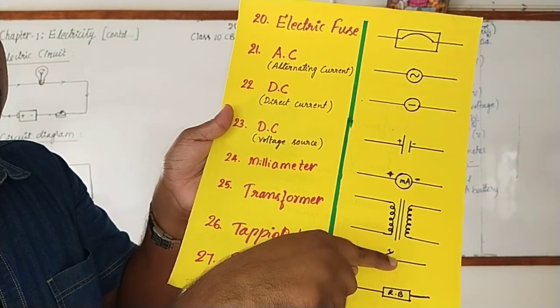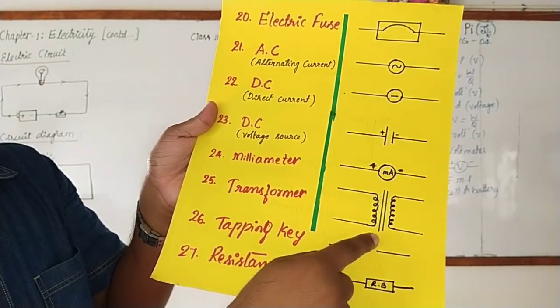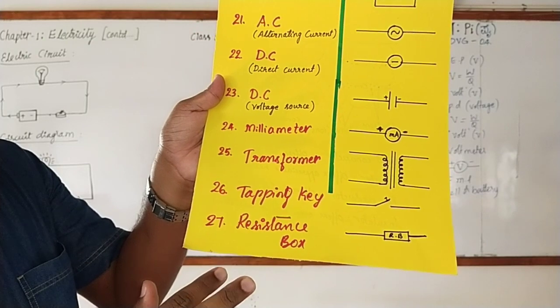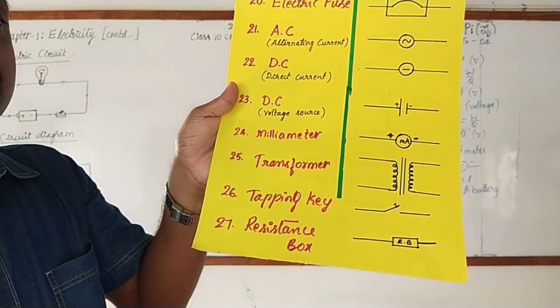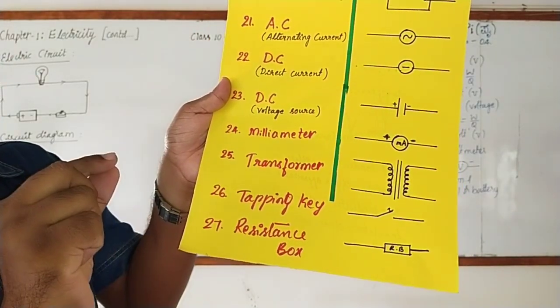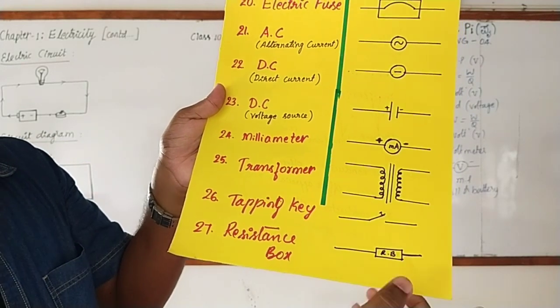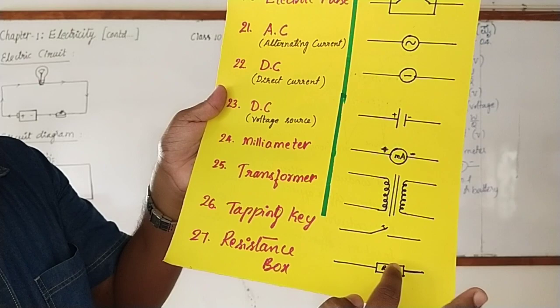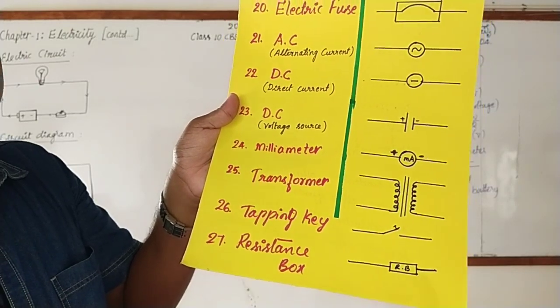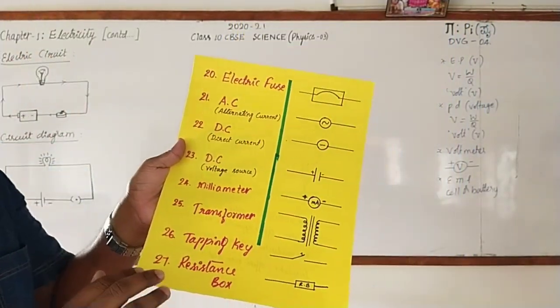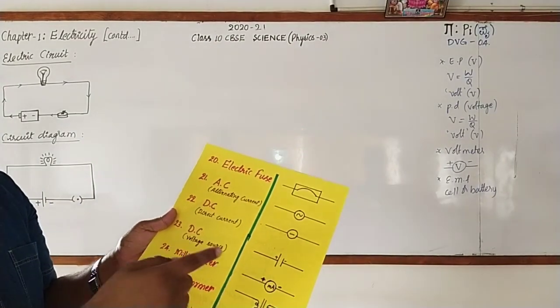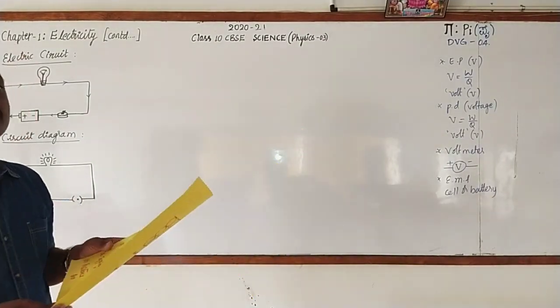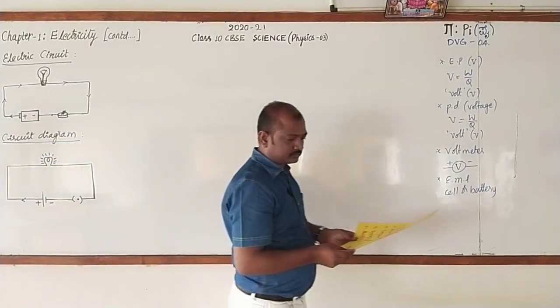Just on tapping, the circuit will be closed and current flows. If it is kept open, no current flows in that. Then the resistance box. On that box a particular resistance will be mentioned, and to represent that we can draw just a box-like structure. In that we have written RB, resistance box. So these are the different electrical components with their circuit symbols.